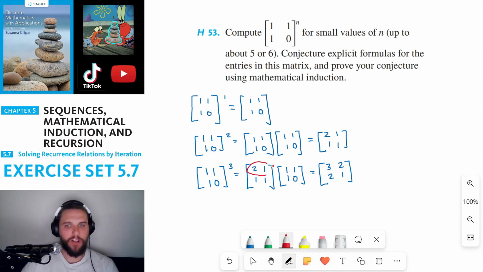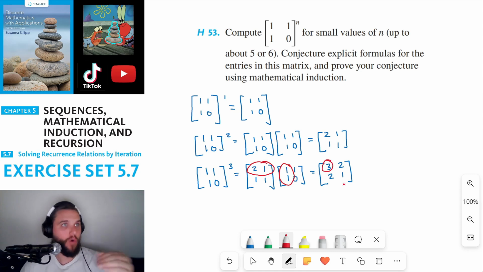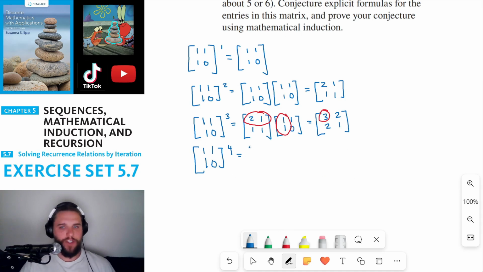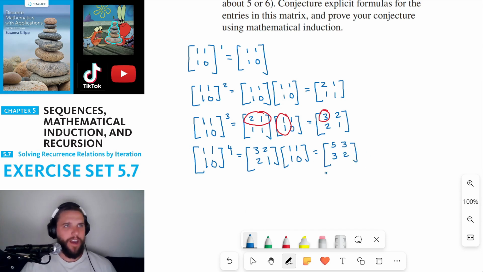And the way we're determining this is we're multiplying the rows of the first matrix times the columns of the second matrix to get the corresponding entry in that corresponding row and column in the solution. Next, we'll raise this matrix to the 4th power, which is the same thing as the previous result times another factor of the original matrix. And I'm noticing that this result contains numbers in the Fibonacci sequence, 2, 3, and 5. So far, we haven't seen any like 4s.